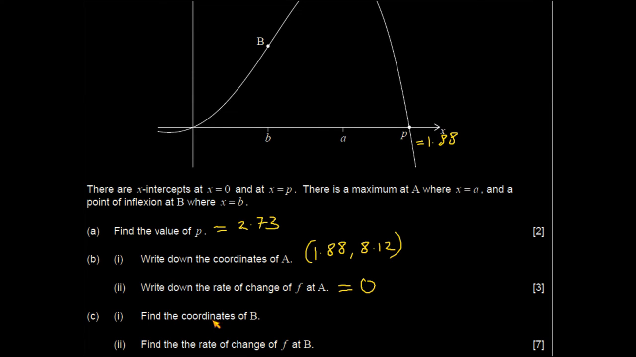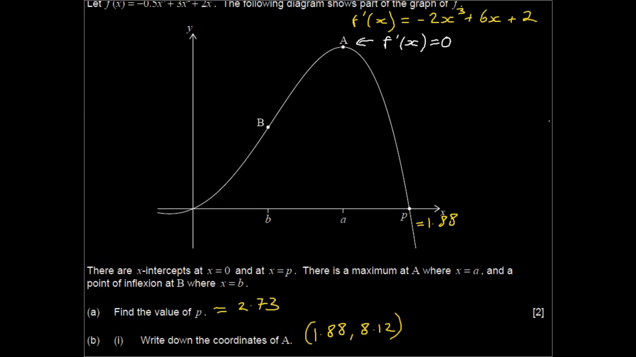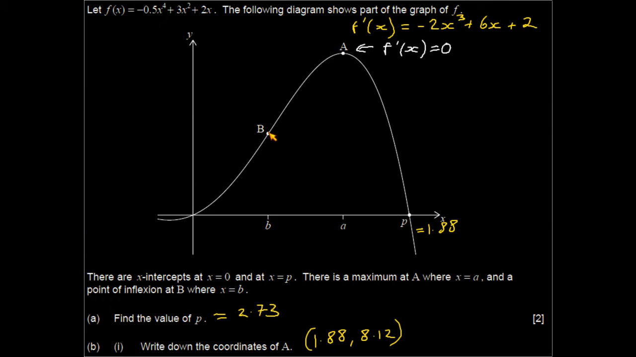Alright, next it says find the coordinates of B. So this is a point of inflection here. So you should know also that at the point of inflection, f double prime is equal to 0.